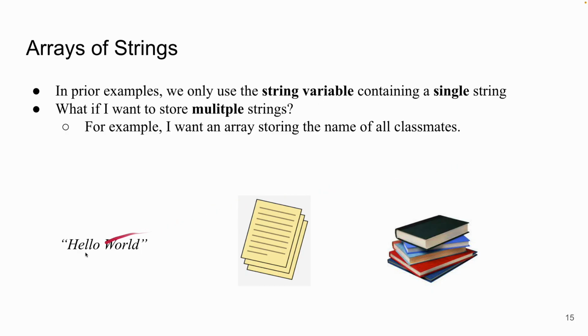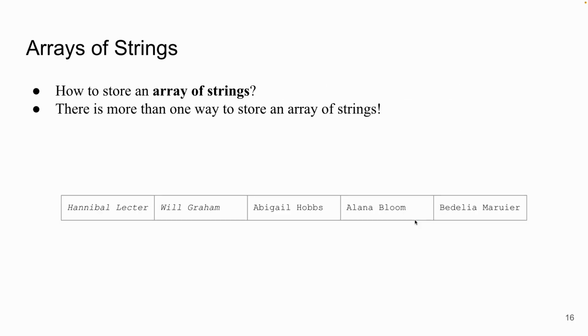It is the same for, for example, a string that is a sentence. If I want to store an article and store every sentence separately, I need to use an array of strings. Also, if I want to store the content of an entire book, I also need to use arrays of strings. So this is what an array of strings looks like, and I will teach you how to write the code to implement an array of strings here. And just like we have multiple ways to store a string in C, there is more than one way to store an array of strings in C.